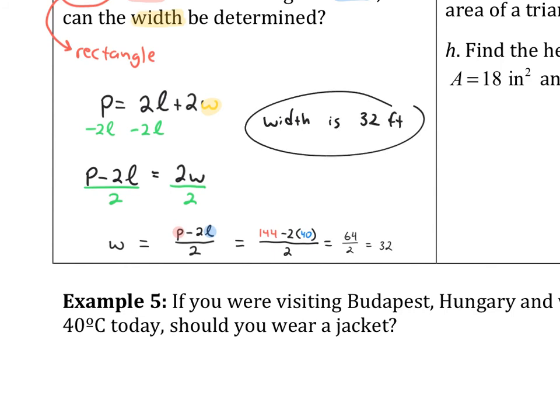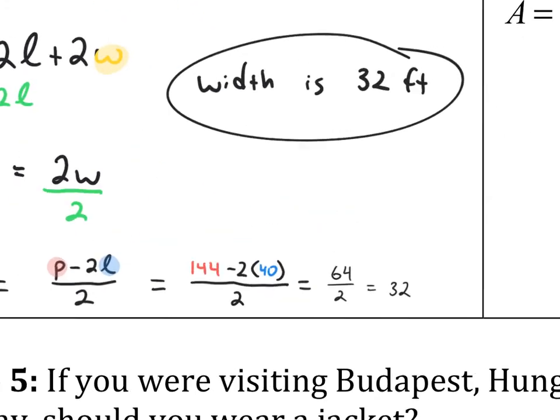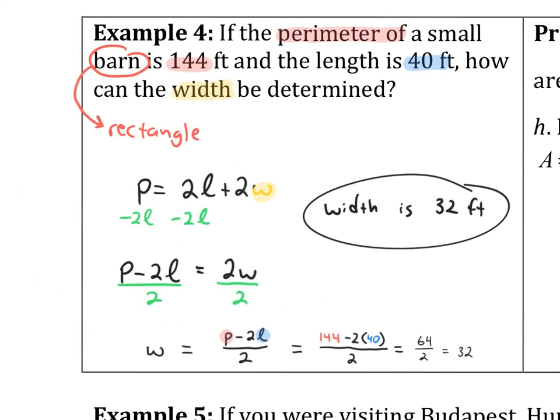So how do I check that? So the check is just simply to say this. 40 plus 32 plus 40 plus 32. And when you check that, it does indeed sum to 144.